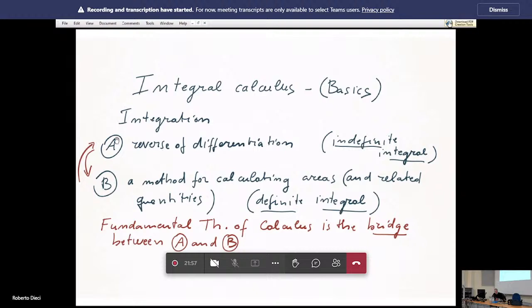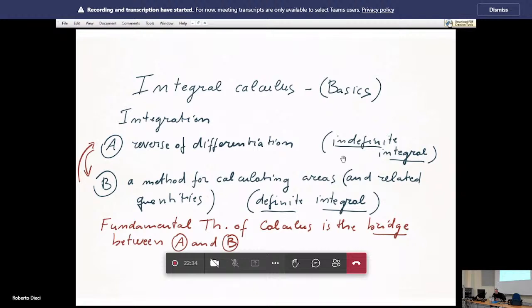I will start with section A, which is basically the inverse problem of differentiation. I have a function, I want to know the function or the functions that give the given function as a derivative. So I have a function, I regard this as a derivative of something else. I want to find something else. I want to go back. It's an inverse problem.